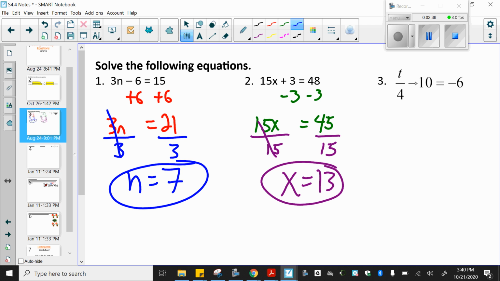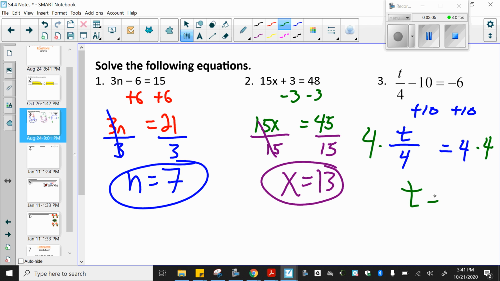Now I have t divided by 4 minus 10 equals negative 6. I want to add 10 to both sides to get that step gone. So I'm going to bring that down. T divided by 4. Negative 10 plus 10 makes 0. My equal sign comes down. Negative 6 plus 10 makes 4. Then I'm going to multiply both sides by 4. Because I have t divided by 4, so I want to undo that. That's going to leave me t equals 16.